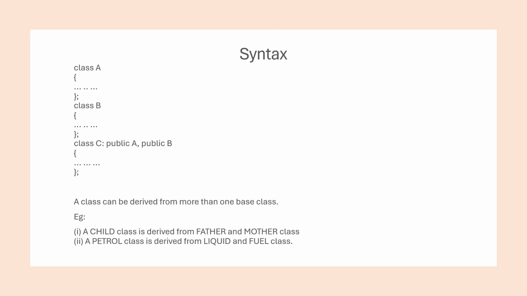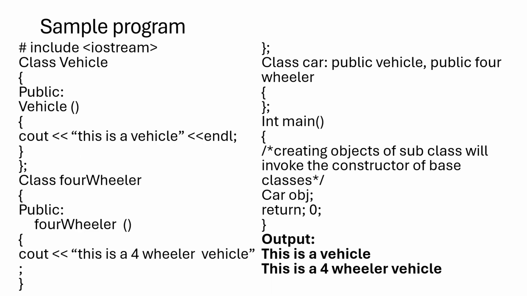Suppose, for example, a class can be derived from more than one base class. For example, a child class is derived from the father and mother classes. This is a well-known example. The child class is the derived class and the father and mother are the base classes. Another example: a petrol class is derived from liquid and fuel. This is another good example of multiple inheritance.